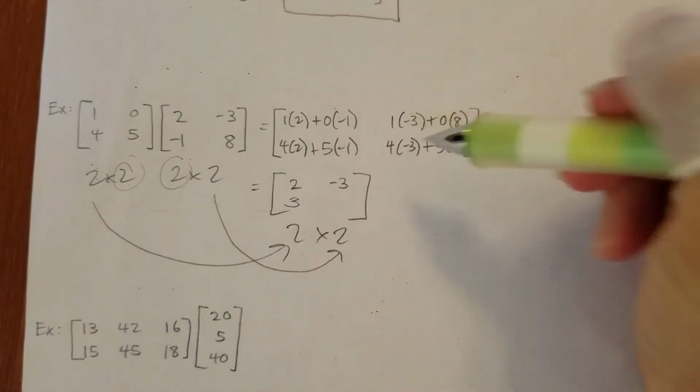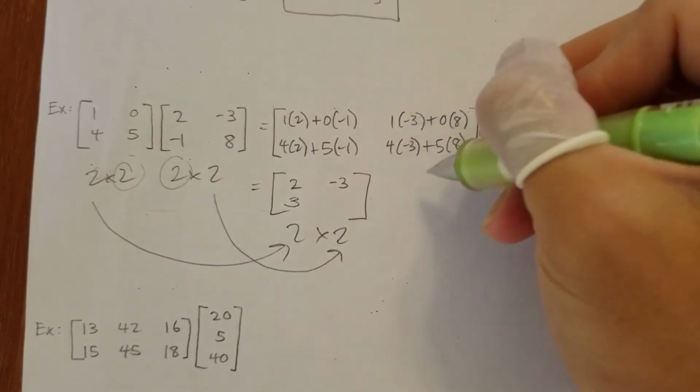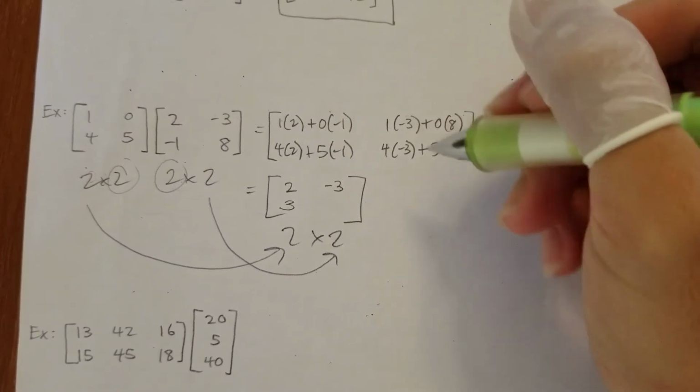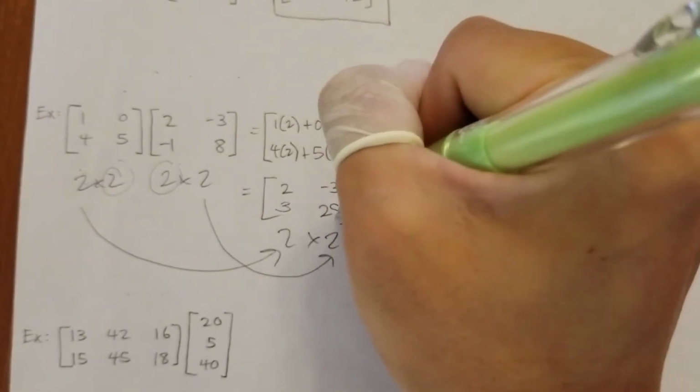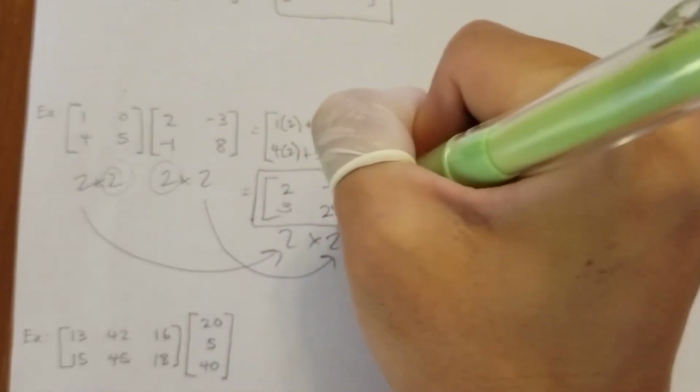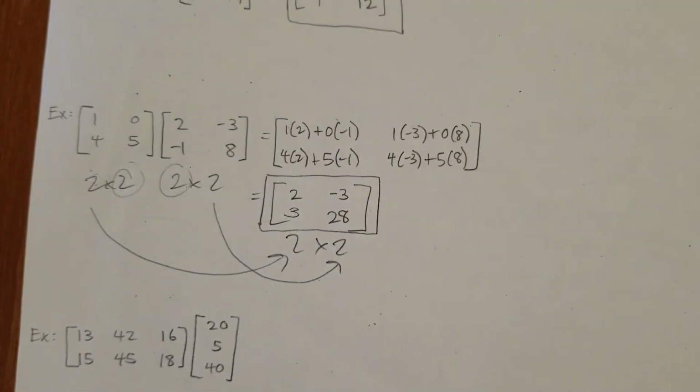4 times -3 is -12. -12 plus 40 is going to be 28. Okay? And that is how you would multiply these matrices together. A little bit tougher.